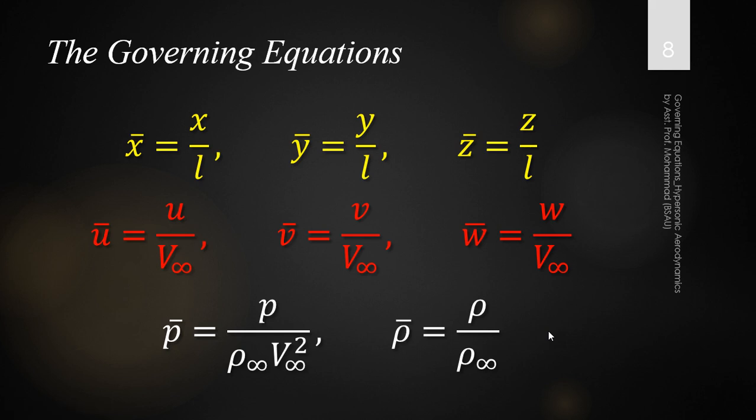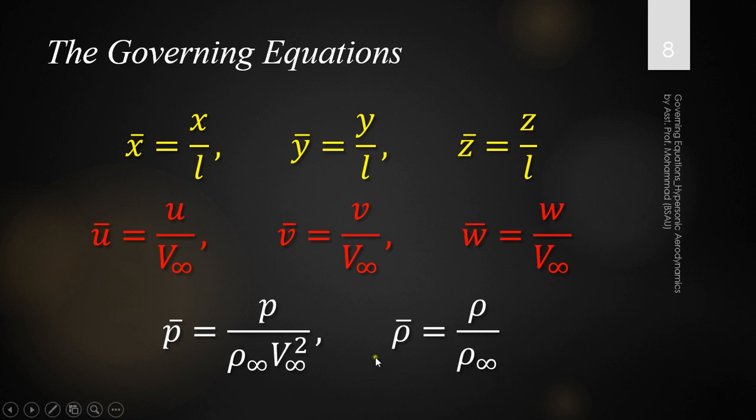Now for the pressure, we need some expression which has the dimension of pressure, and for that we select rho v square, which we call the dynamic pressure. The 1 by 2 is missing here, but what we need is the dimension. So rho v square, both in the free stream, are chosen to non-dimensionalize the pressure, and for density, rho infinity is enough.